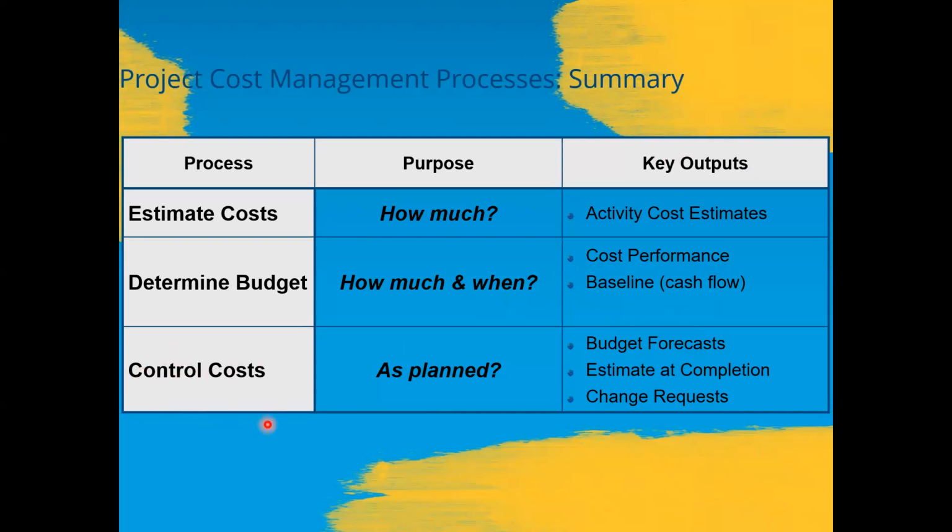The last is control costs. The purpose of this phase is to find out whether everything is going as planned or not. So what are the key outputs? We have the budget forecast, we have the estimate at completion, and we have the change requests.